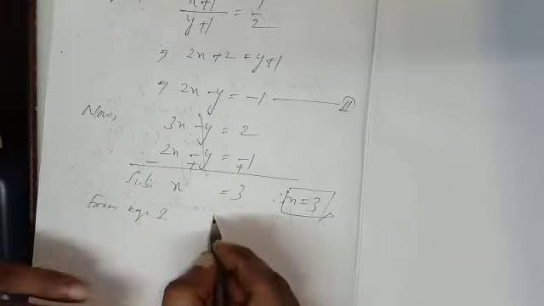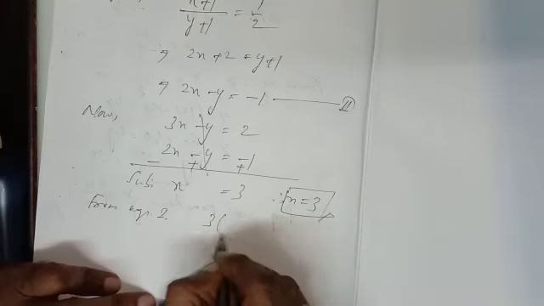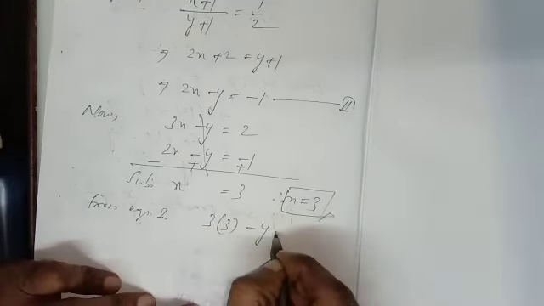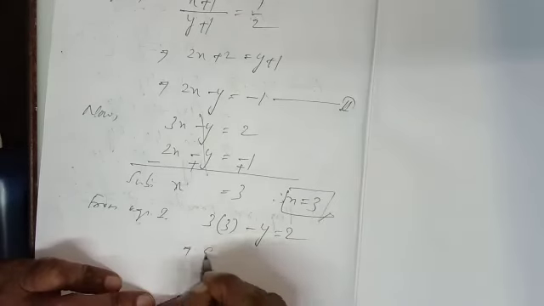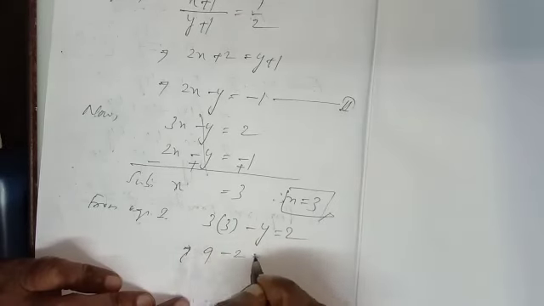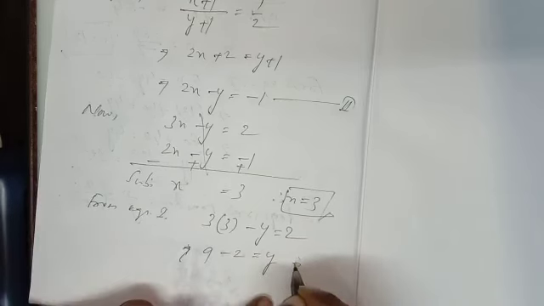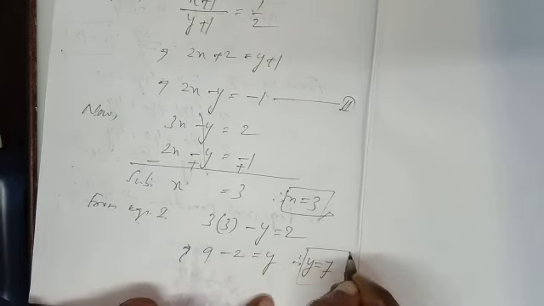Put the value of x in equation 1. From equation 1 it is given 3x minus y is equal to 2. With x as 3, 3 times 3 is 9, and 9 minus 2 is equal to y. Therefore y is 9 minus 2, which means 7. Y is equal to 7.